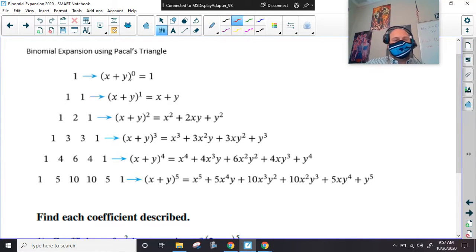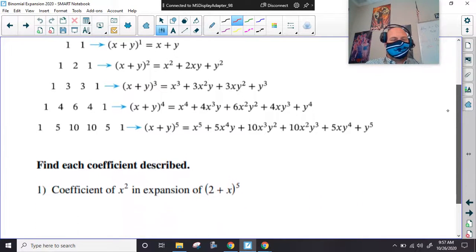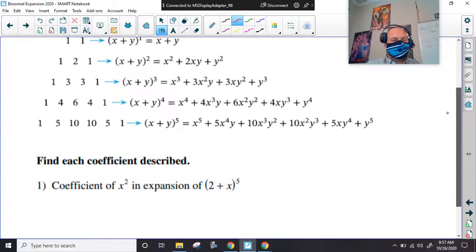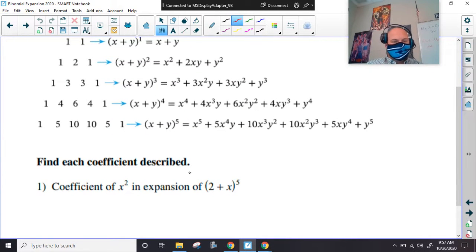I'll help you find which row, which term. Okay, I'm not going to make you expand all this out, but I'm asking for a specific what's-this type thing, kind of like on the matrix multiplying, where I would say what's this term. That's kind of like what we're doing. So it says find the coefficient of this described. So we're looking for the x squared in this.